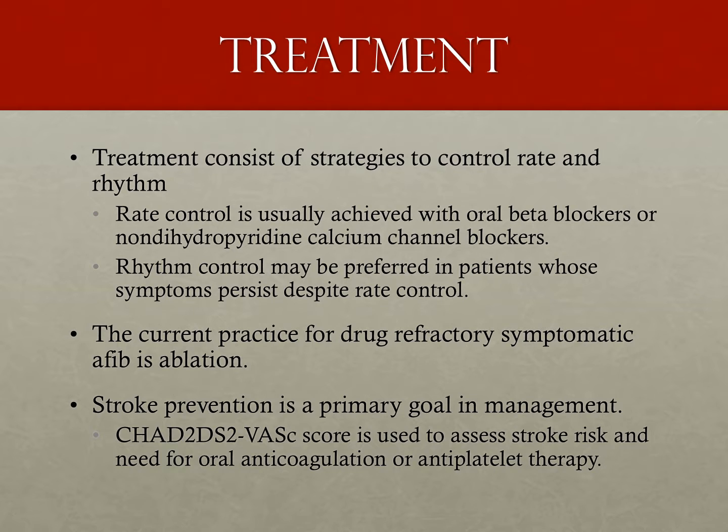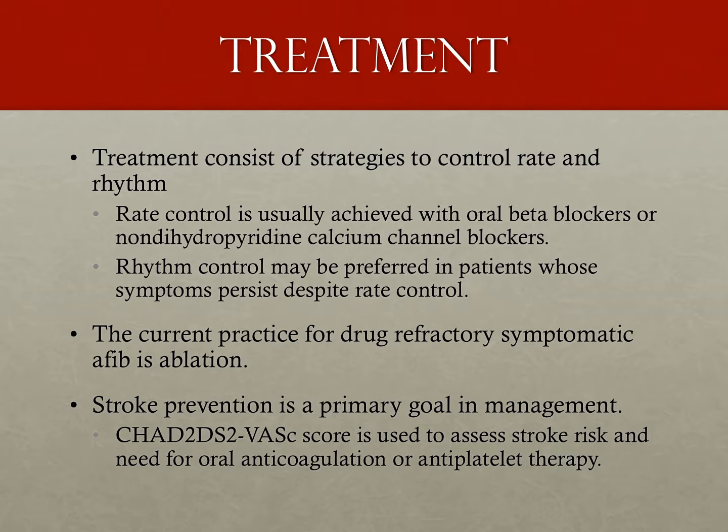Now on to treatment. Treatment consists of rate control and rhythm control. Rate control is usually achieved with beta blockers or calcium channel blockers. Rhythm control may be used in patients who have symptoms despite rate control, and rhythm control can be achieved by cardioversion, antiarrhythmic medications, or ablation. Ablation is used a lot for patients with drug refractory symptomatic AFib.